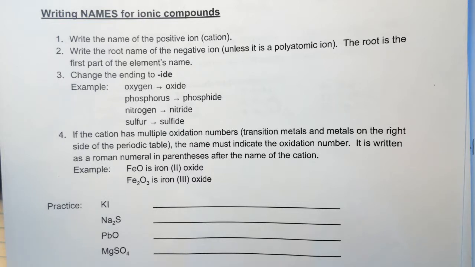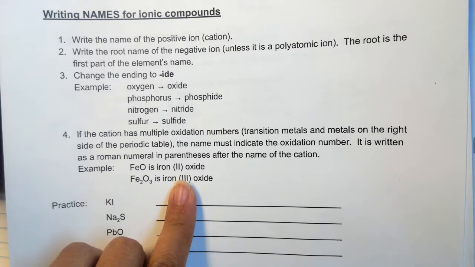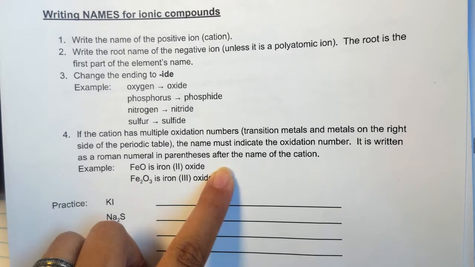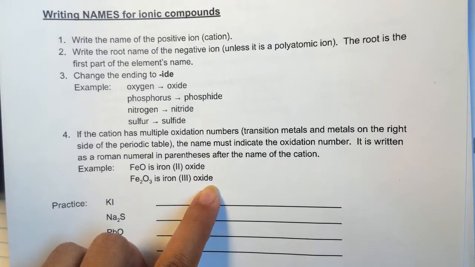Step 1, we are going to write the name of the positive ion. Step 2, we are going to write the root name of the negative ion, unless it's polyatomic, and the root is the first part of the element's name. Third, if it's monatomic, we're going to change the ending to "ide", so oxygen becomes oxide, phosphorus, phosphide. And then fourth, we are going to see if the cation has multiple oxidation states and account for those oxidation states using Roman numerals like we see here. So we have iron(II) oxide and iron(III) oxide.